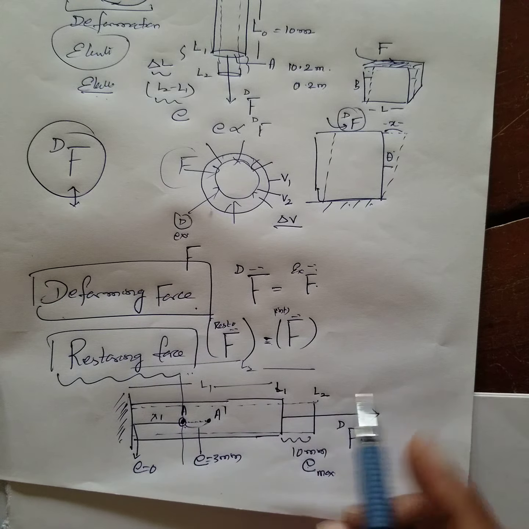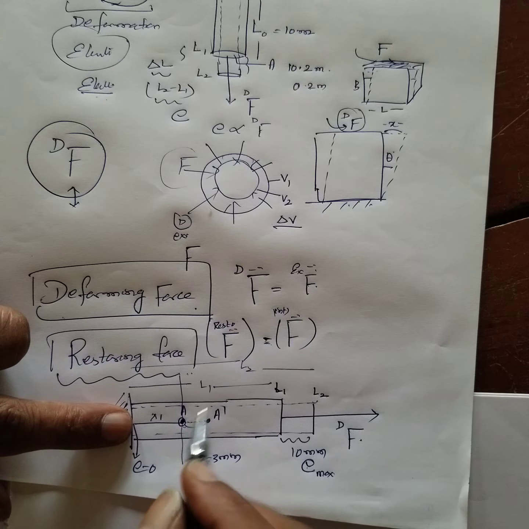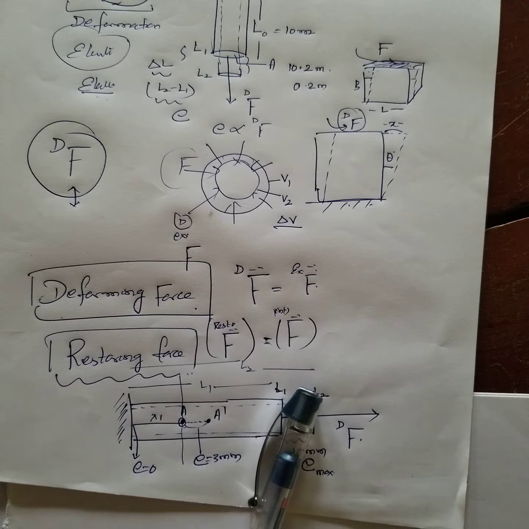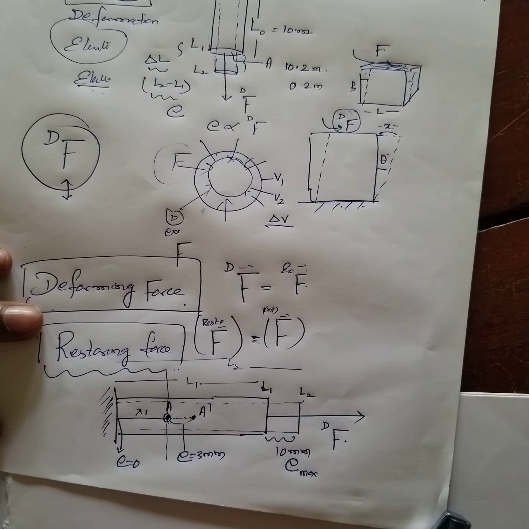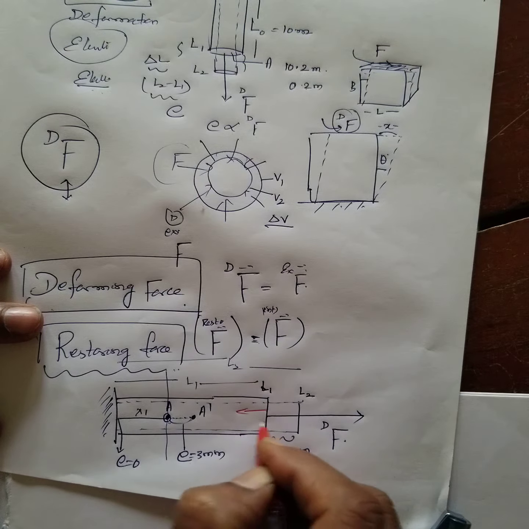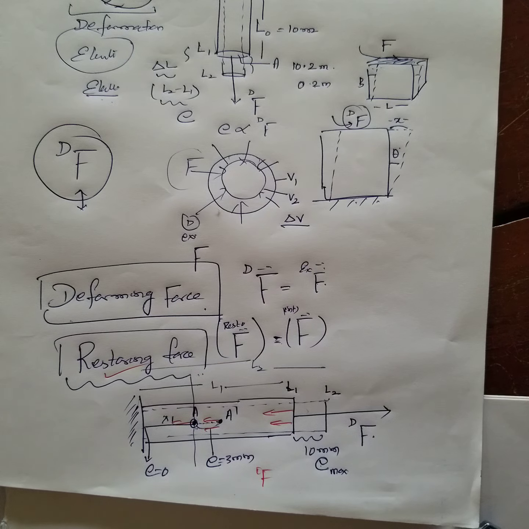What is the internal force? When you remove this, what happens? There is an internal force acting in each section. See, here there is an internal force, here also an internal force acting in the direction. There is an internal force which brings it back to its original position. It's called a restoring force. This is also called what? A restoring force. Therefore, what do you mean by restoring force?